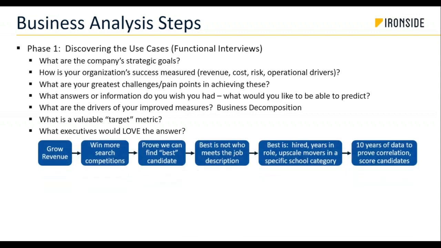And I'm going to use an example right now. So this is an executive search firm. It happens to be an executive search firm that is focused in the education space. And their objective, not surprisingly, was to grow revenue. Right? We would all like that. How would they like to do that? Now we start with the decomposition. They want to win more search competitions, so they're competing against other firms to get those search contracts.